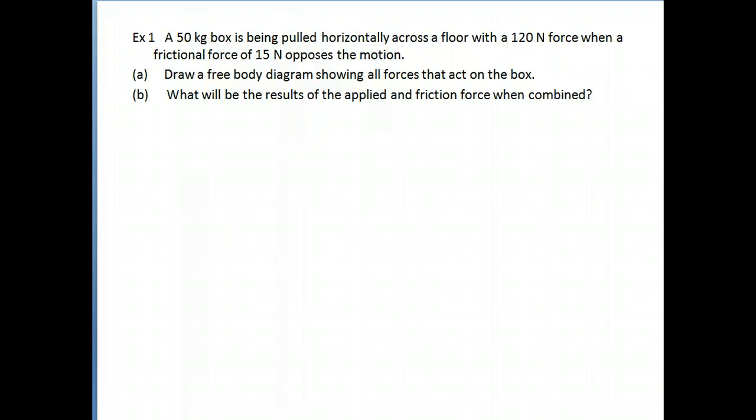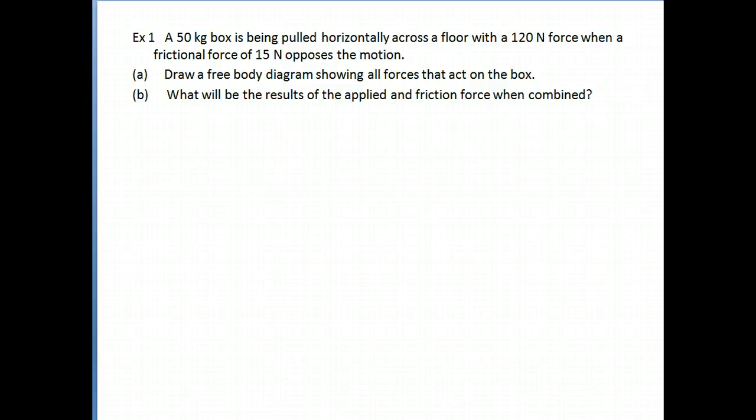Example 1, a 50 kilogram box is being pulled horizontally across the floor with a 1200 Newton force, while a frictional force of 15 newtons opposes the motion. So part A, draw a free body diagram showing all the forces that act on the box. And after you have that completed, what would be the results of the applied and friction force when combined? So find the net force, is what we want there.